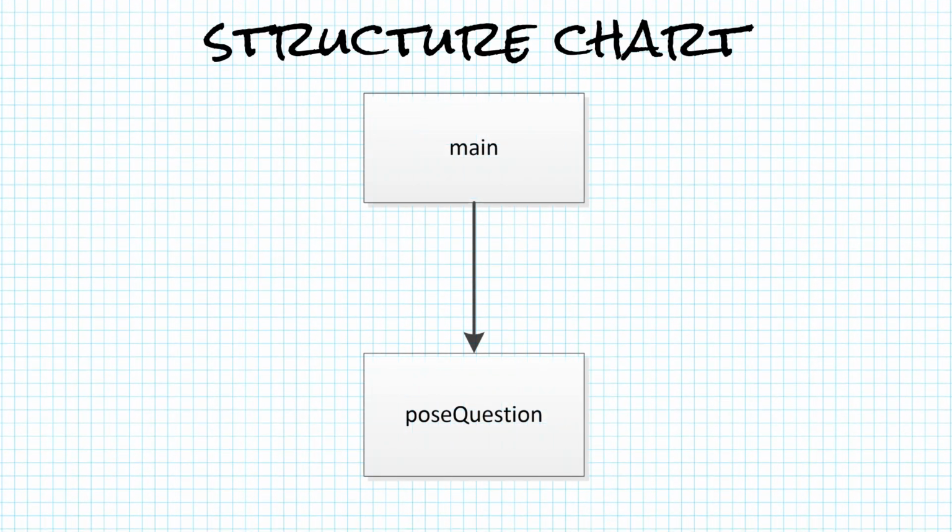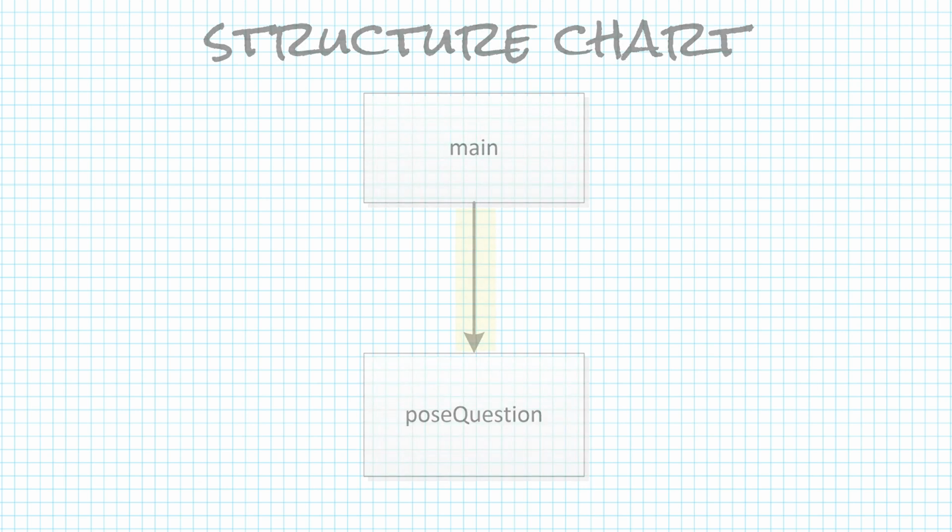Here is the updated structure chart for this program. Note that we now have two methods, main and pose question, both drawn within their own rectangle, and there is an arrow from main to pose question. This arrow indicates that main calls pose question.